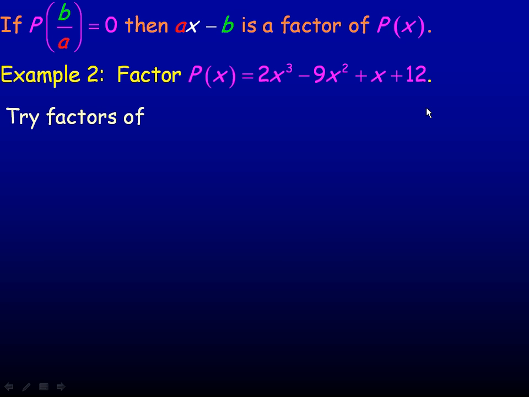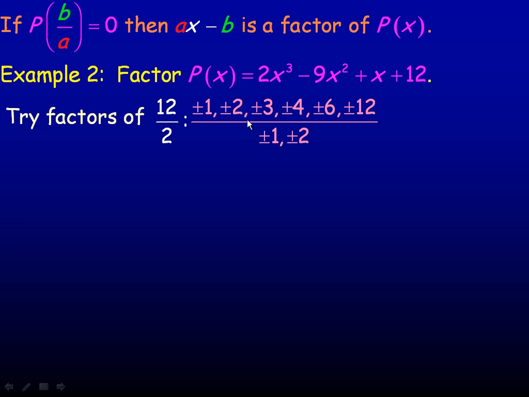In order to factor this, we don't just have to look at factors of 12, but actually 12 over the leading coefficient 2. The factors of 12 are 1, 2, 3, 4, 6, and 12, plus or minus, and the factors of 2 are plus or minus 1 and plus or minus 2. If you take a look at all of these factors over plus or minus 1 or plus or minus 2, this is what you would end up with. It's a pretty exhaustive list.